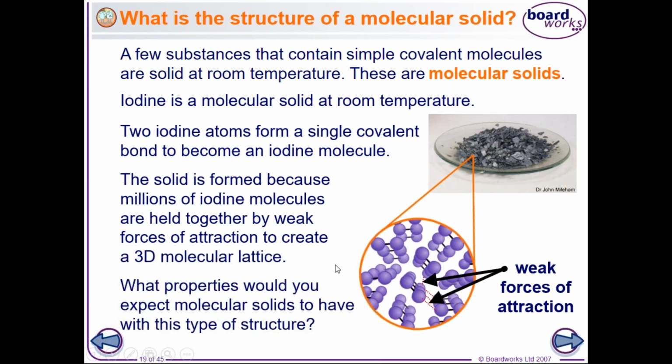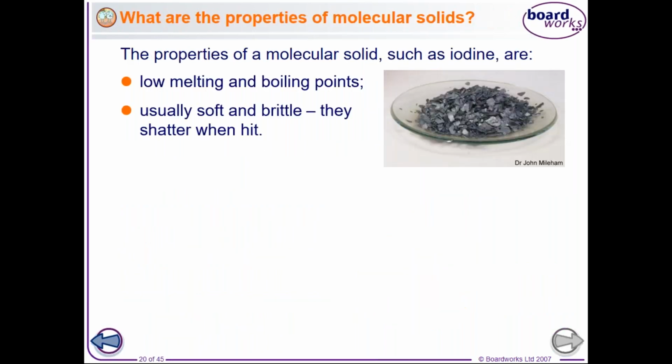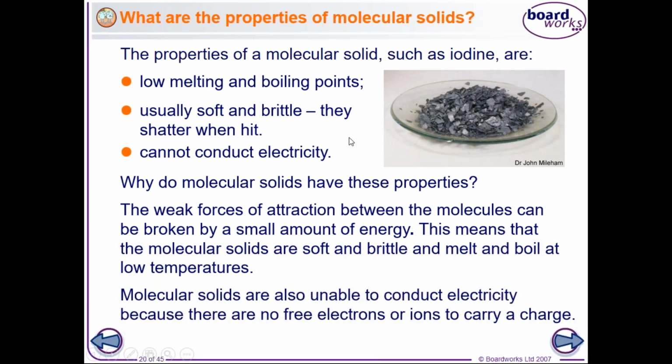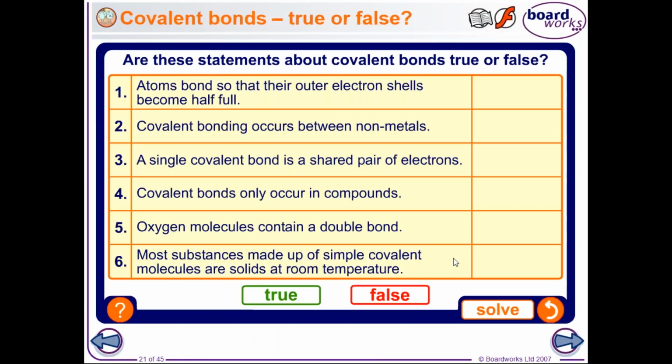What properties would you expect molecular solids to have with this type of structure? Simply, it's just simple logic. If there are weak force attractions, they will have low melting and boiling points. Usually they are soft and brittle because they are solid, and they cannot conduct electricity. Remember that the only non-metal which conducts electricity is an allotrope of carbon, which is graphite. Why it conducts electricity, we will talk about again, because graphite has free or delocalized electrons. So weak force attractions between the molecules can be broken down by a small amount of energy, and because of that they are solid and have low melting and boiling points.